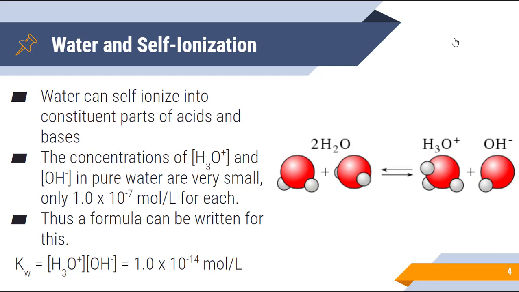Now the concentrations of these are actually very, very small in water. So we get 1 × 10 to the -7 moles per liter. So the concentration of it's actually quite small. But because this is an equilibrium expression, you notice the double arrow there, we can actually write an equilibrium expression for that. And we can say that Kw, or the equilibrium constant for water, is the hydronium concentration times the hydroxide concentration. So as a result, that gives us 1 × 10 to the -14th.